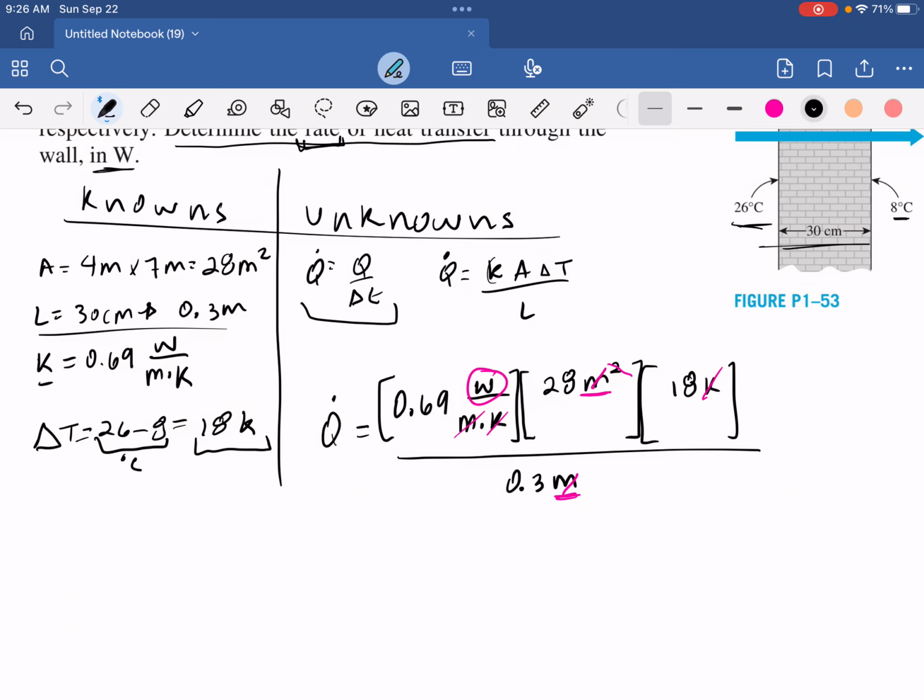So if I do this, all I have to do is just multiply everything out. 0.69 times 28 times 18, whatever I get from that, I have to divide by 0.3. Once I do that, what I'm going to get is 1159.2 watts. That's going to be my answer. Okay, and that was it. That's pretty simple.